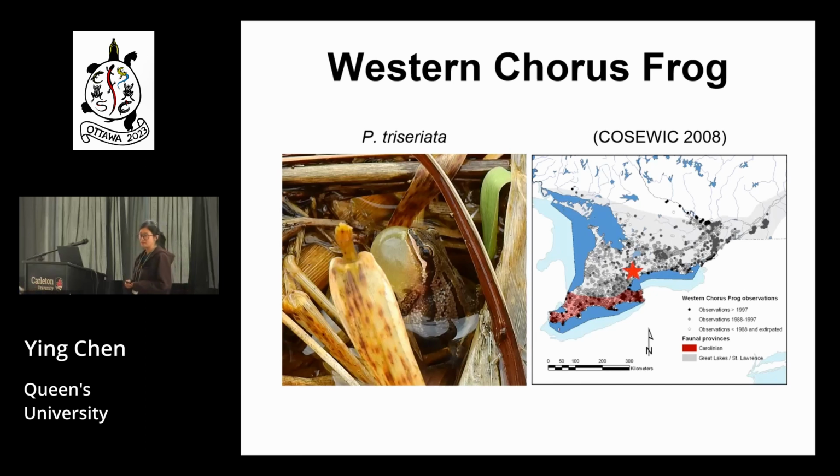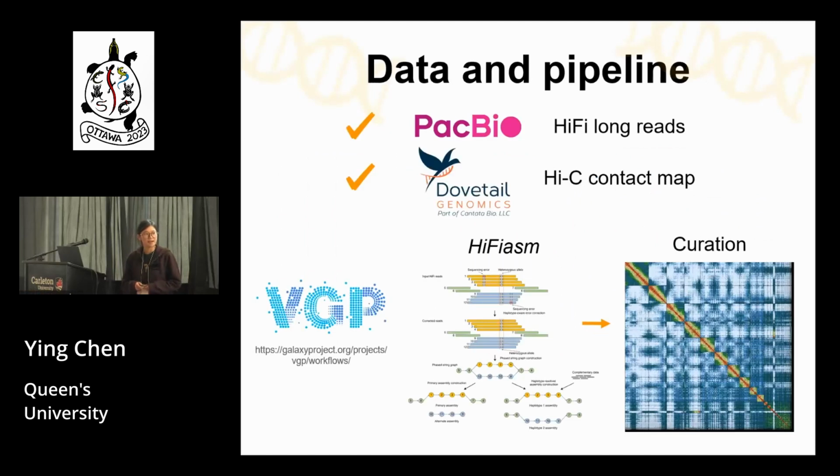We have collected a male individual from the Claireville Conservation Area near Toronto, and that individual has the Western forest frog mitotype. And this fieldwork was done with the help of John Britt and Jennifer Thompson from the Canadian Wildlife Service. All the tissues have been stored in RNAlater at -80. And we have obtained PacBio Revio HiFi long reads and Hi-C contact map data, which are the state-of-the-art technology to generate a chromosome-level reference genome.